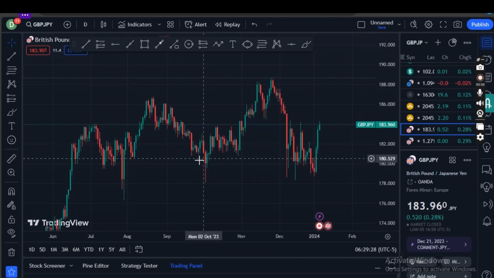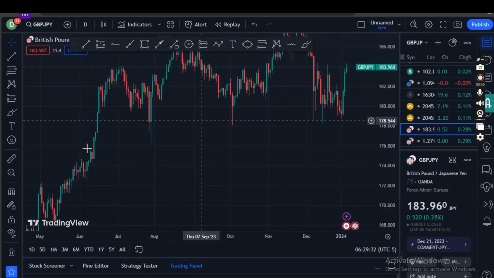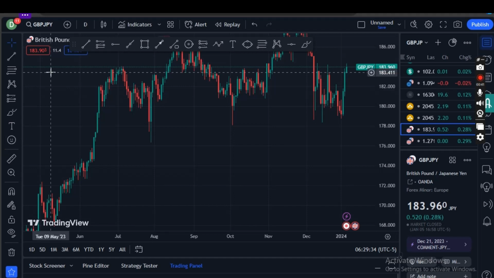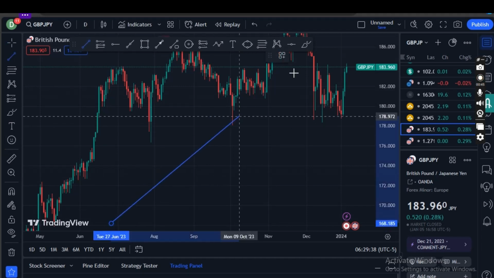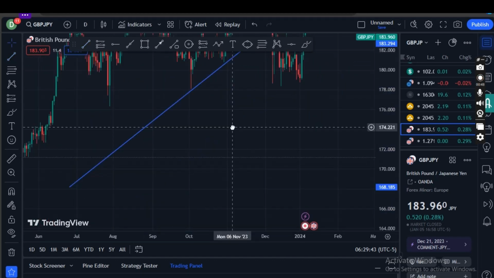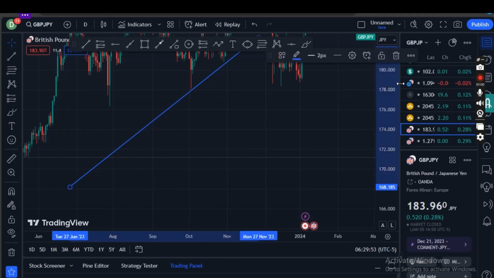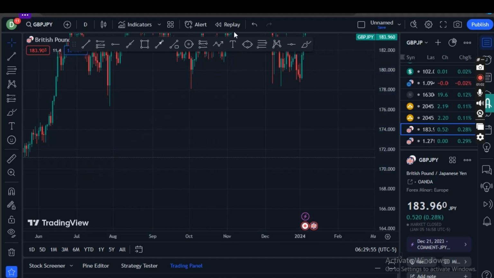Below, it's a chart for GBPJPY. We can see the trend was on an up, so we'll try not to go against the trend. How do we identify an uptrend? This is how an uptrend looks like.